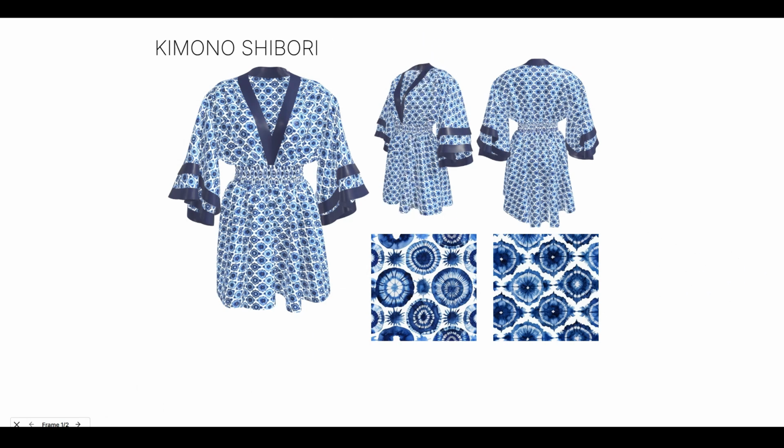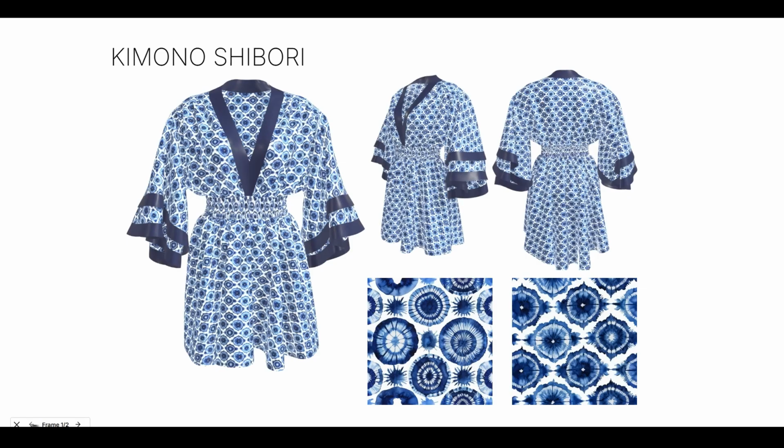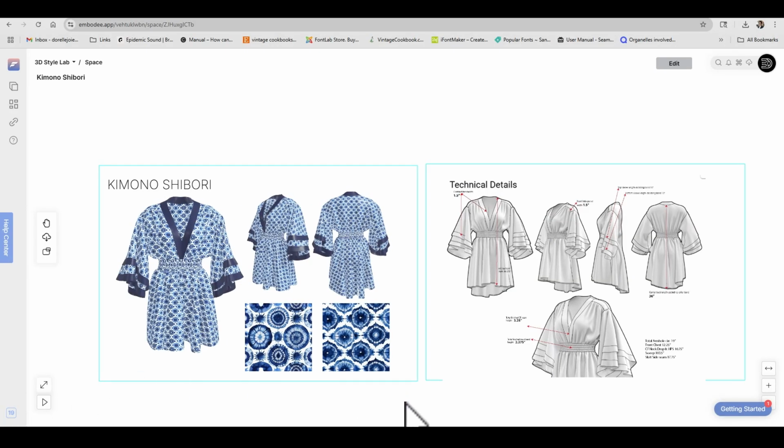If you see as I hover, there's a little black box. And then this is like another page in the presentation. So you'll get the pop-up and then you get all the information and that's it. That's how you use Embodee's folio for your portfolio. And that's it.